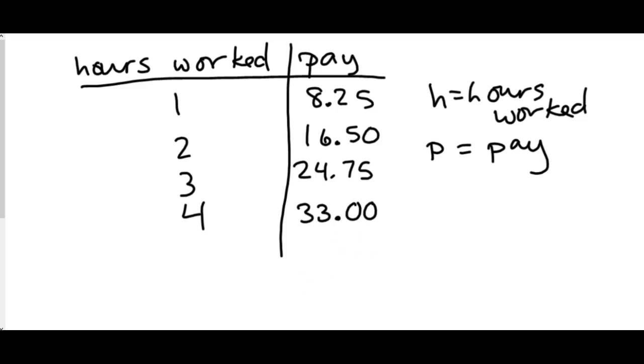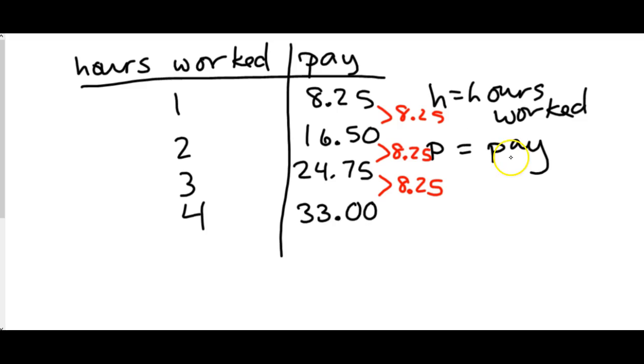When you're using a table, then we want to see what's the difference between each of these pay values. So $8.25 to $16.50, that's $8.25 more. $16.50 to $24.75 is also $8.25, and $24.75 to $33, also $8.25. This $8.25 is how much we're making per hour.